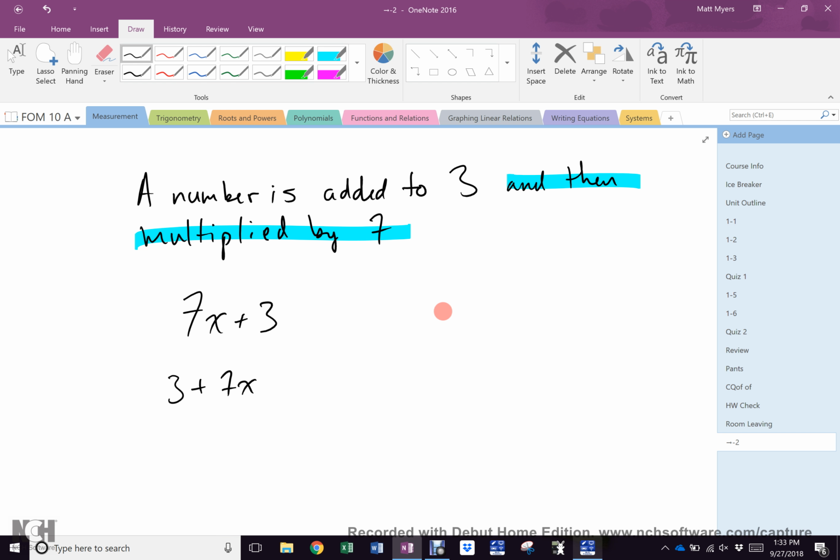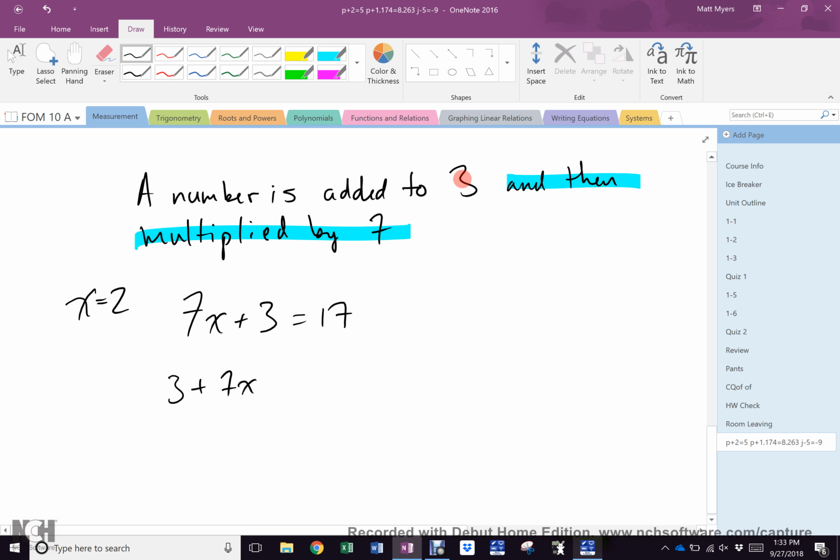Okay, so I'm going to tell you that the number is 2. Before, we had a number multiplied by 7 and then added to 3, right? So the number is 2. What is 2 times 7, plus 3? 17. Agreed? When x equals 2.